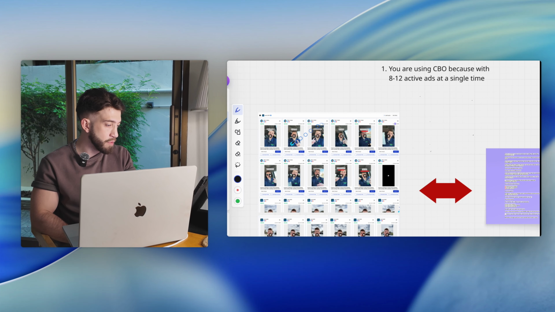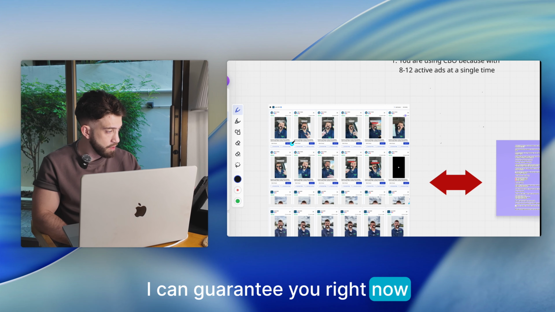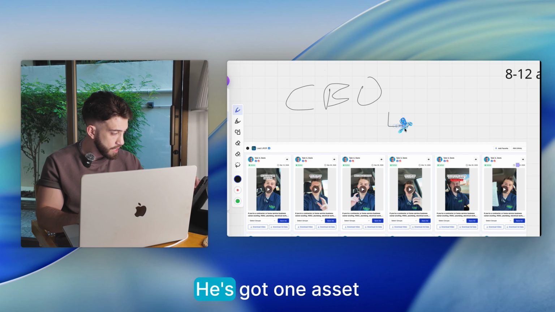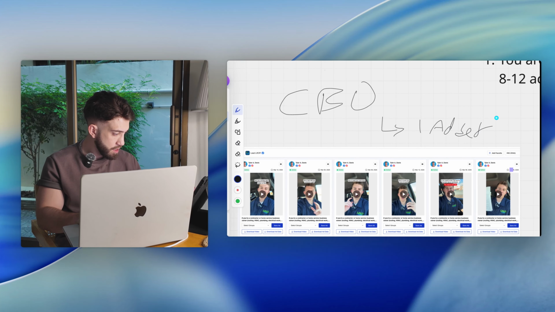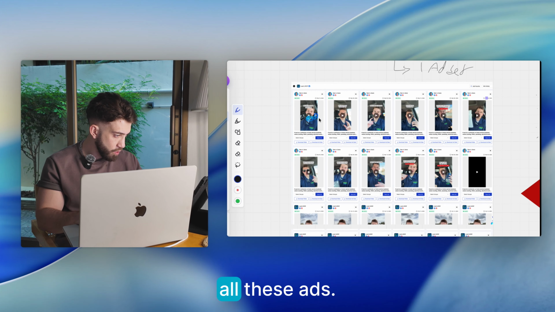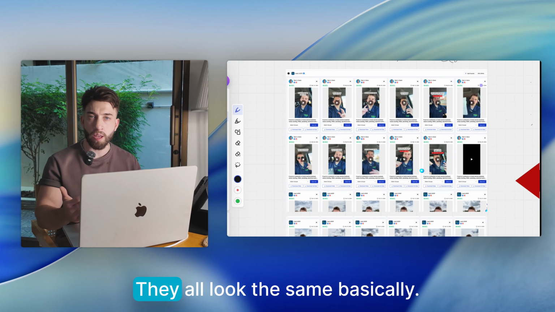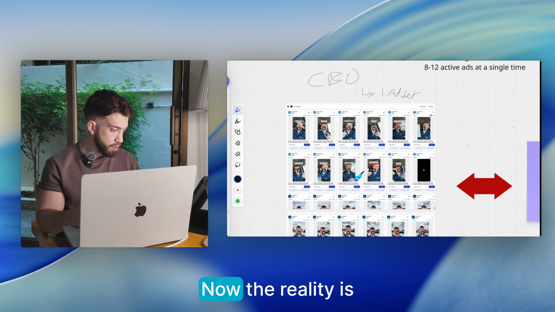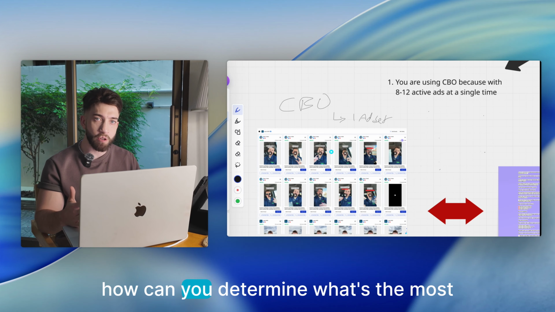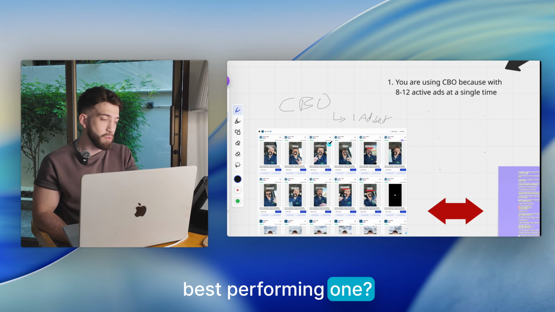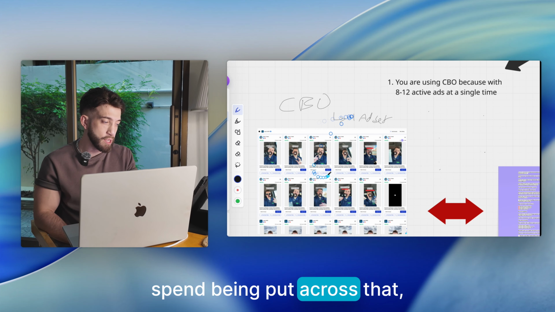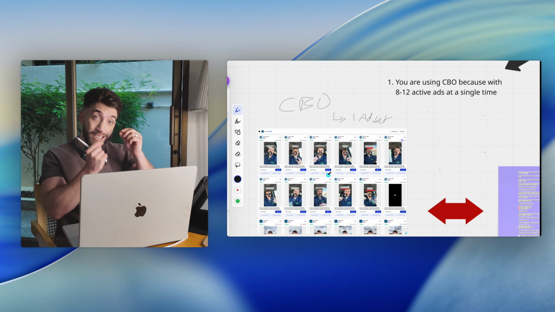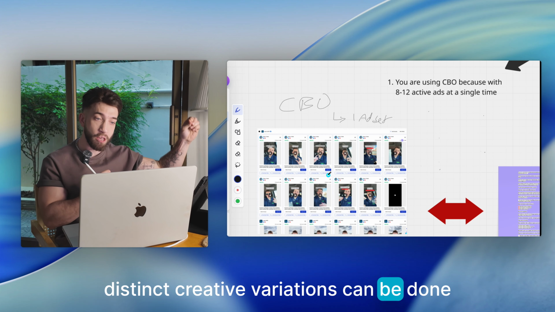And this kind of problem interlinks. You'll see here, for example, this guy here, I can guarantee you right now, he's got a CBO going. He's got one ad set, and he's literally pummeled all these ads. And look how similar they look. They all look the same, basically. Now the reality is, how can you determine which is the best performing one? And I guarantee you, there's not equal spend being put across. Probably 2 or 3 of those ads in that whole bunch can be used, and then new, distinct creative variations can be done in the next one.